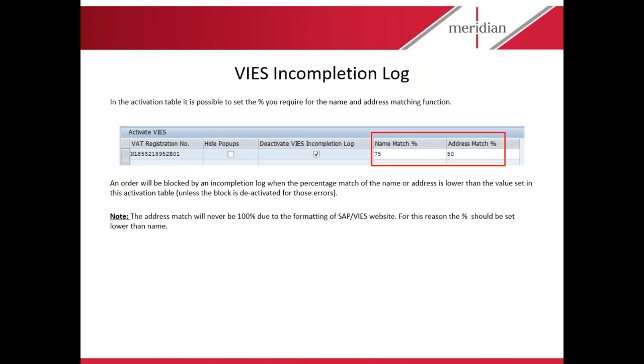As you can see here for the incompletion logs, this is where we can also set a threshold for the name match and the address match to say, if my name match is lower than 75% in this case, I want to block the sales order. If it's higher, we know there's probably just a small typing error or there's a few letters in a different arrangement on the VIES website, and therefore we don't want to block any invoicing, and the same can be done with the address match.